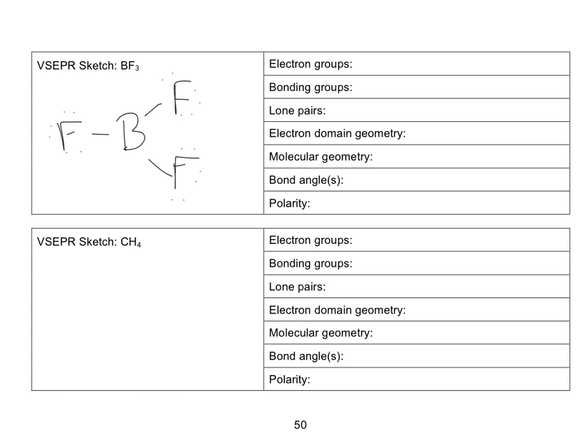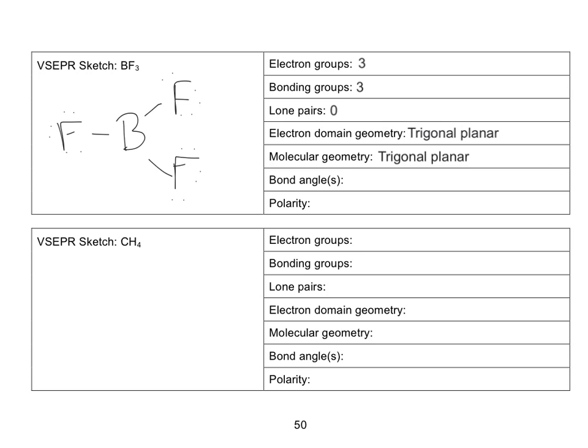For electron groups, this has 3 single bonds and no lone pairs. So our electron groups total is going to be 3. Our bonding groups is going to be 3. And our lone pairs for boron, which is right in the middle, is going to be 0. The molecular geometry for this is called trigonal planar. That's the same thing as the electron domain geometry because we have no lone pairs.